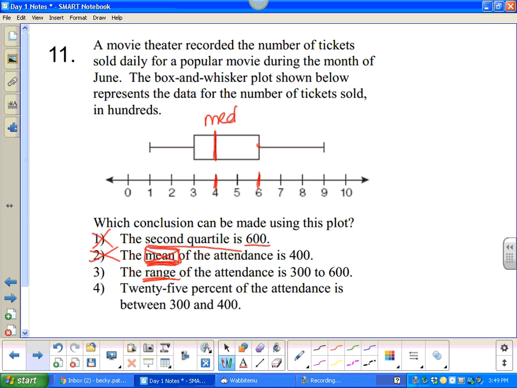The range of the attendance is 300 to 600. Well, here's 300 and there's 600. That's not the range. That's the interquartile range, the IQR. My range would be from 1 to 9. 25% of the attendance is between 300 and 400. Here's 300 and here's 400. And that's 25% because that's one of my quartiles.